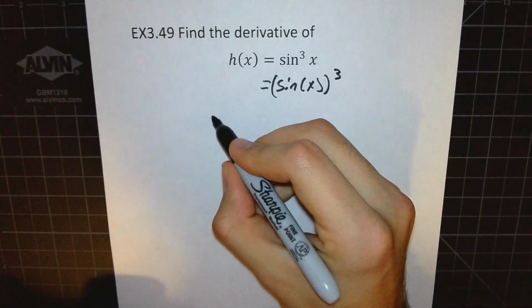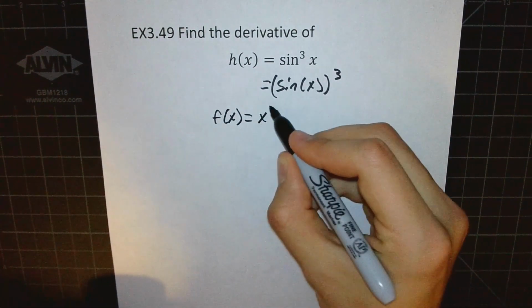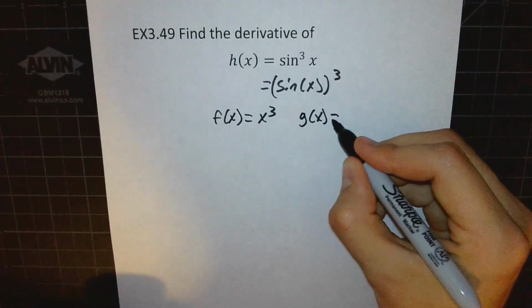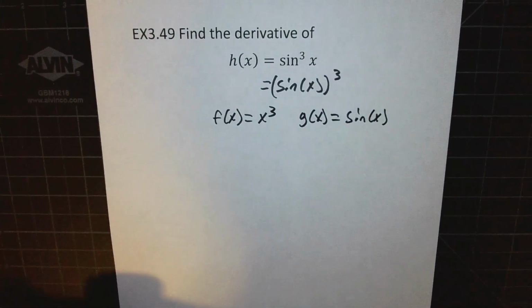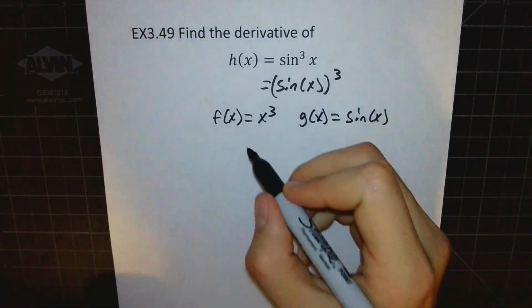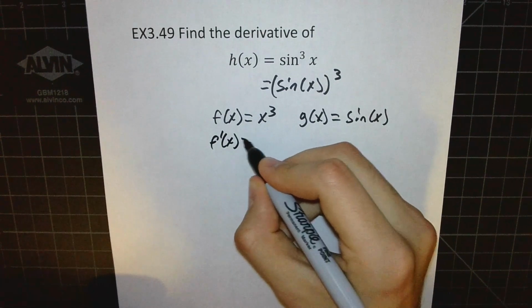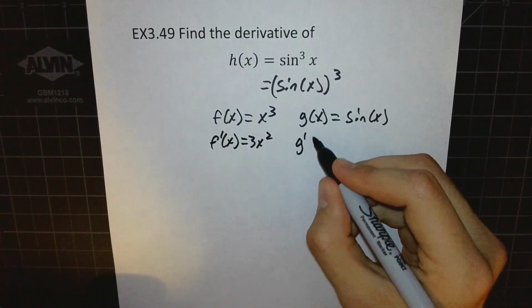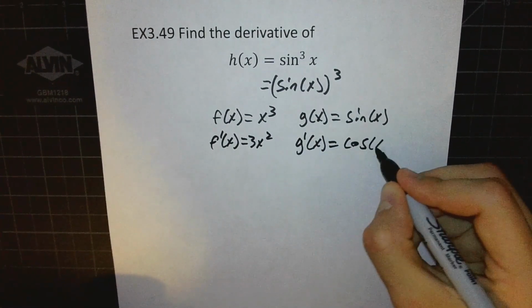So here we know that our f of x is equal to x cubed. We know our g of x is equal to sine of x. So then we'll take the derivatives. This will be f prime of x is equal to 3x squared. And here, g prime of x is equal to cosine x.